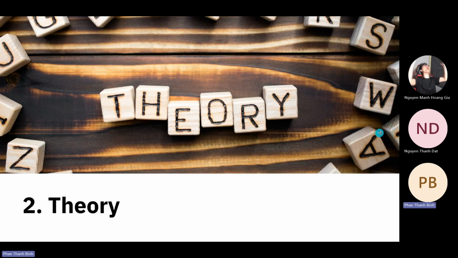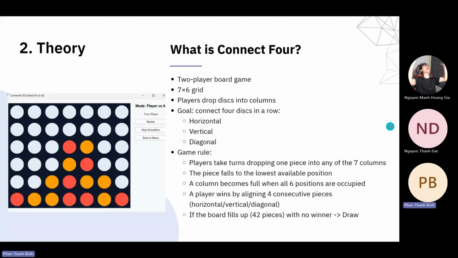The next one is theory. First, let's quickly review the game rules. Connect 4 is played on a 7-column by 6-row grid. It uses gravity-based mechanics. Players take turns dropping a disc and it falls to the lowest available slot.